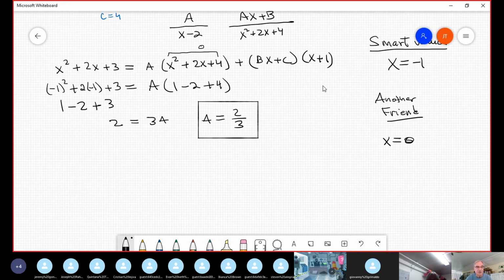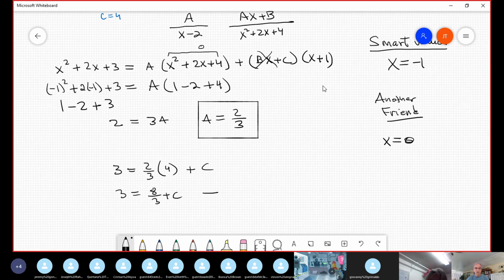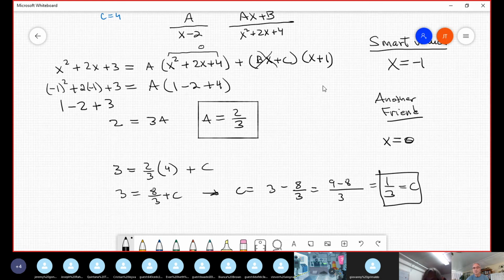Okay, let's try 0. 0 is easy because 0 squared is 0, 2 times 0 is 0, so it's just 3 on the left hand side. I take advantage that I know A is 2/3. Then A times 4 is 8 over 3, plus something. That part disappeared, and this is C. So 8 over 3 plus C equals 3. Therefore, C is equal to 3 minus 8 over 3, which is 9 over 3 minus 8 over 3. C is 1/3. Okay, I have in my hand A and C.